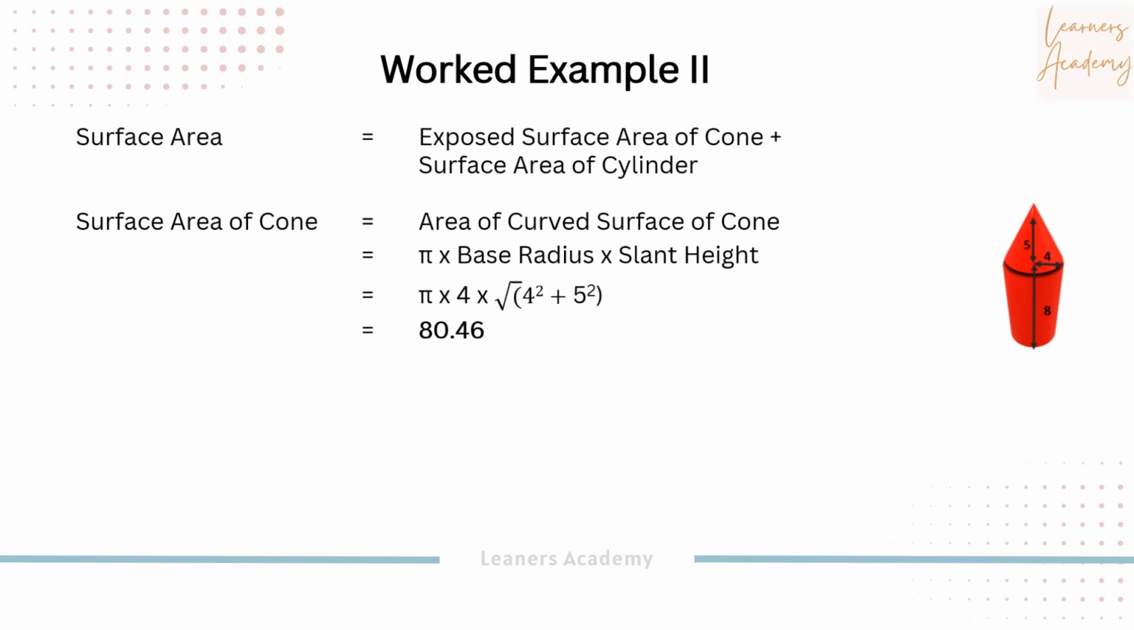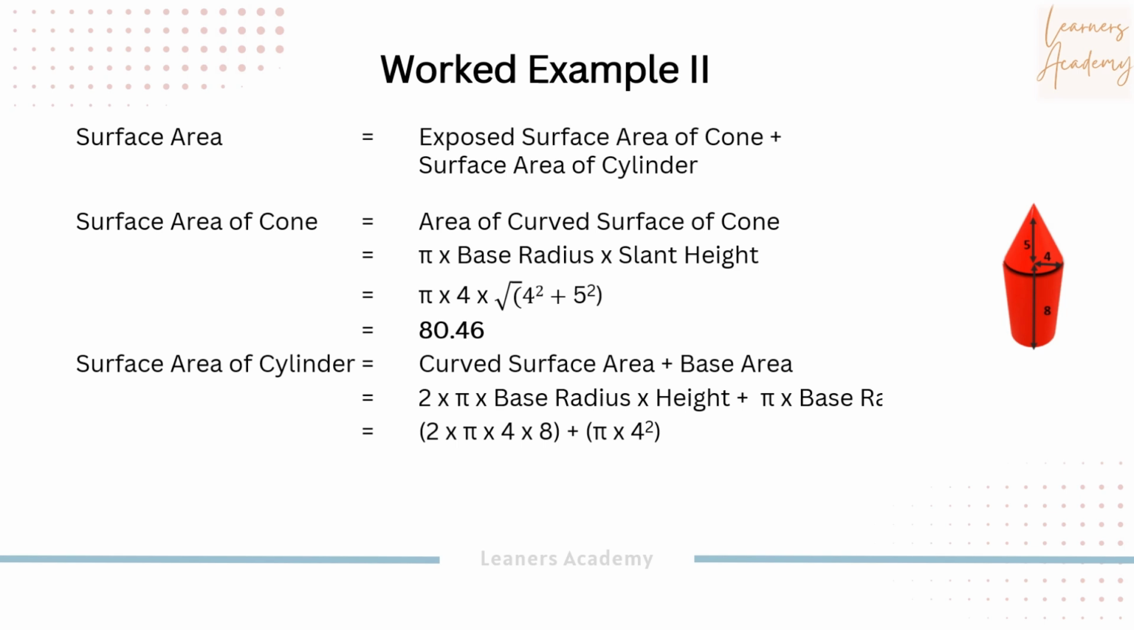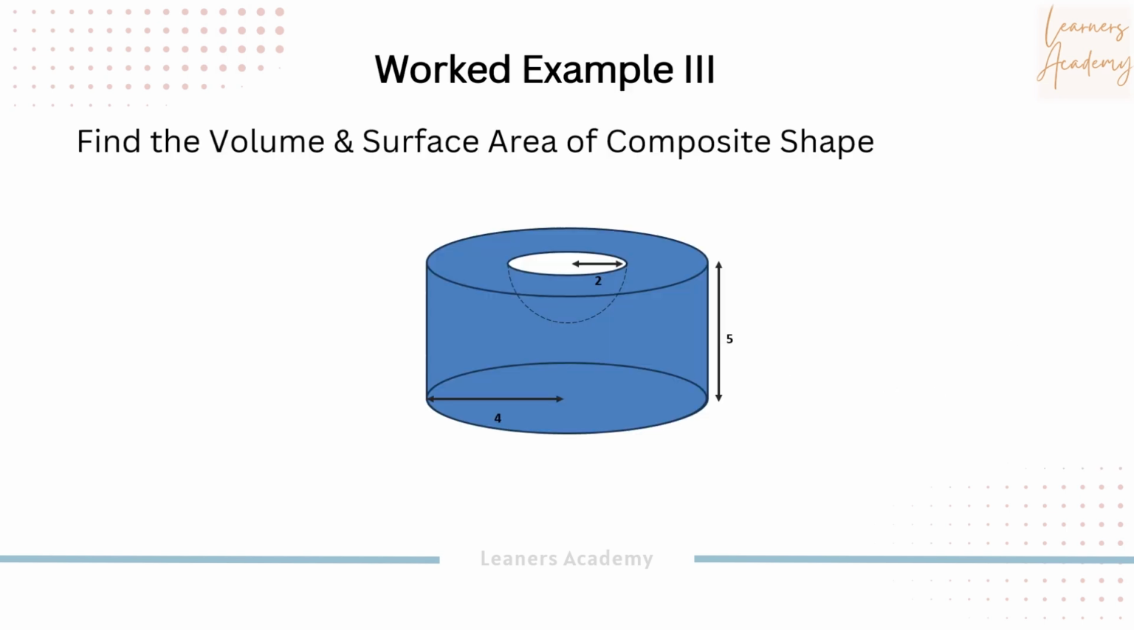For surface area of the cylinder, we will take into account the curved surface area of the cylinder and the base area of the circular shape. By plugging in the value, we get the surface area of the cylinder as 251.33, and the total surface area of the composite shape will come out to be 80.46 plus 251.33 is equal to 331.79 unit square. Here we have another example to find the surface area and volume of a composite shape.